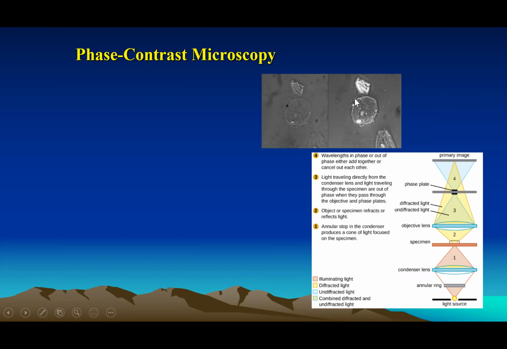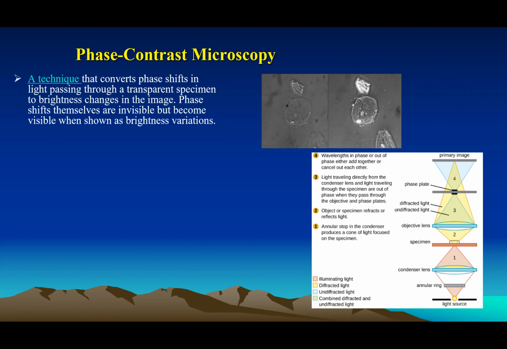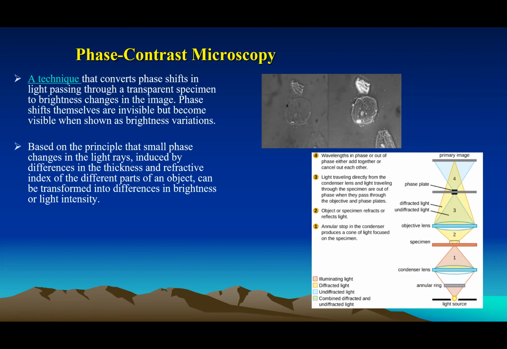This is based on the principle that a small phase change in the light rays, induced by differences in the thickness and refractive index of the different parts of the object, can be transformed into differences in brightness or light intensity. This is very widely used to study eukaryotic cells when we want to study the internal structure of a cell. This gives a higher resolution and contrast without staining.